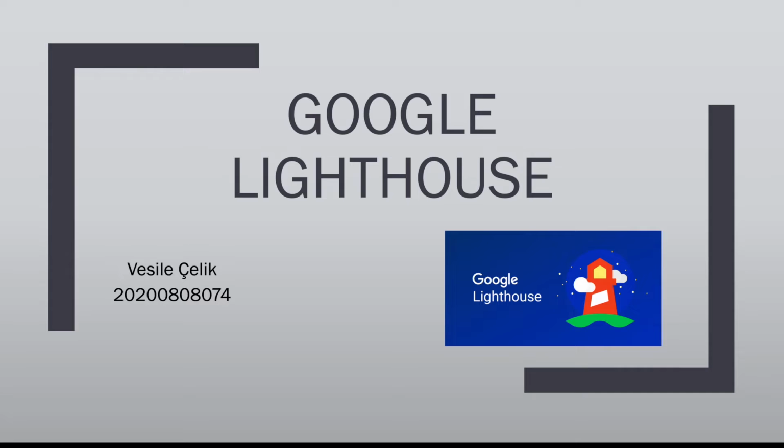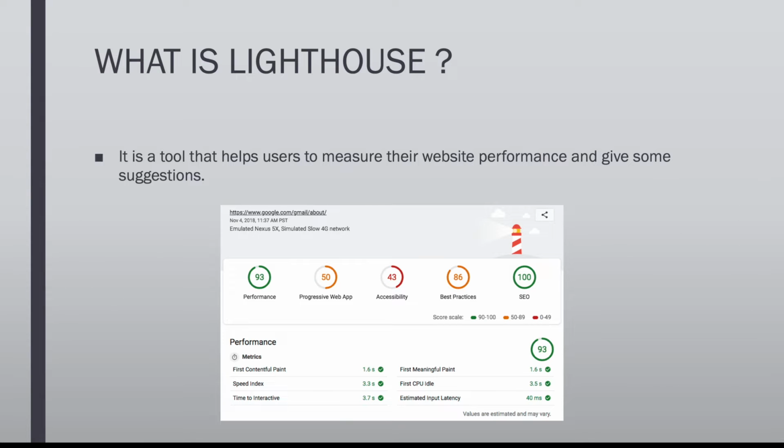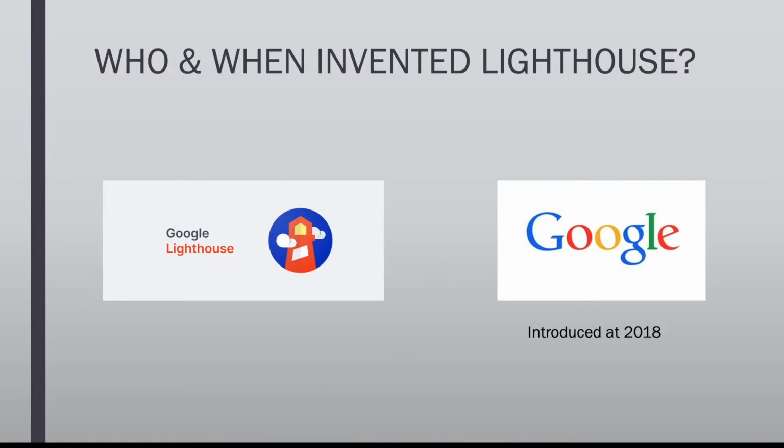Let's dive into it. First of all, what is Lighthouse? Lighthouse is a tool that measures, optimizes, and monitors your site speed like professionals. It is an open source automated tool for measuring the quality of web pages. And as a result of these measurements, it gives you a blueprint for your performance success. Google Lighthouse was invented by Google in 2018.